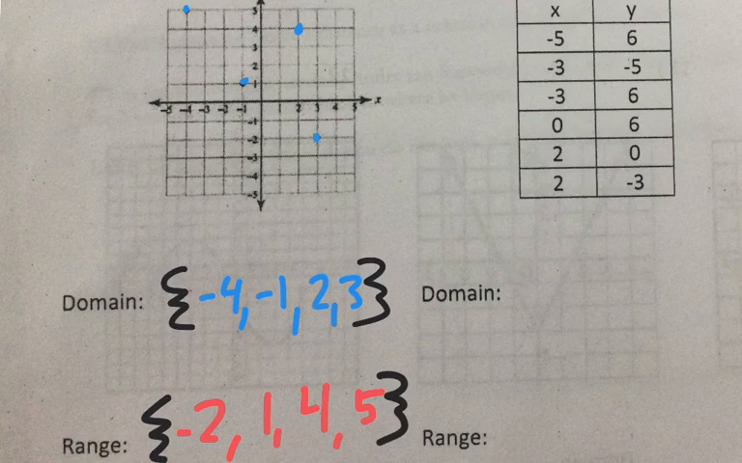Another thing I want to mention on these. When you list the domain and range, you should never list a number more than once. Yes, you told me that. Never list a number more than once. So if you have an x that occurs twice, only list it 1 time. If you have a y that occurs 4 times, only list it 1 time.